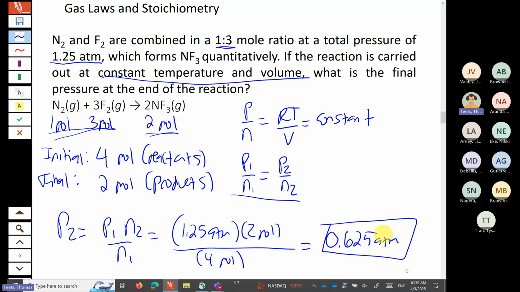So that was kind of a strange one. It wasn't really a gas stoichiometry problem, although it did help us. It did involve a little bit of stoichiometry insight to get this final number here. But really, it was just an ideal gas problem. So maybe not the best one to start with, but anyway, any questions on that?